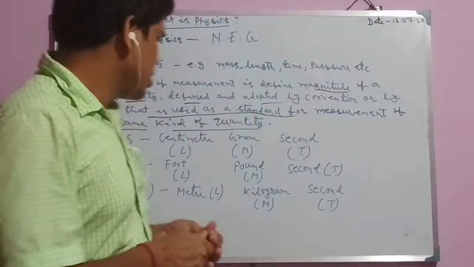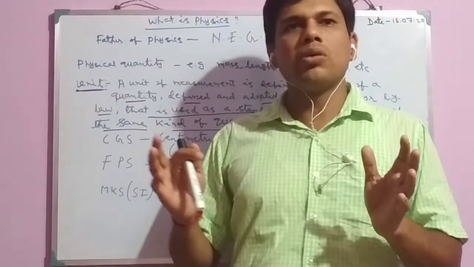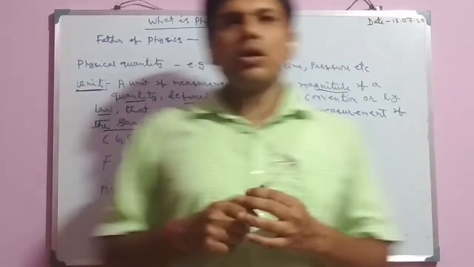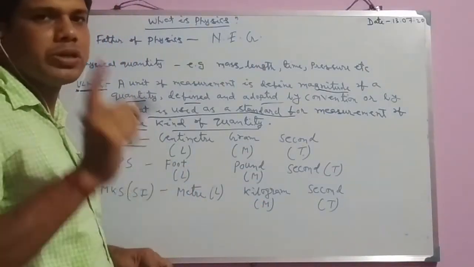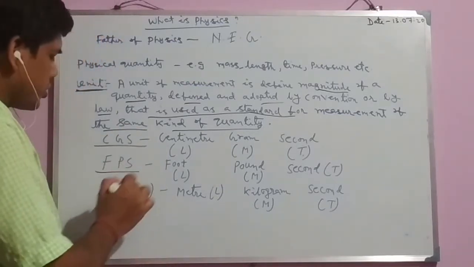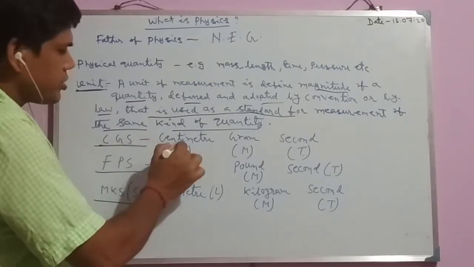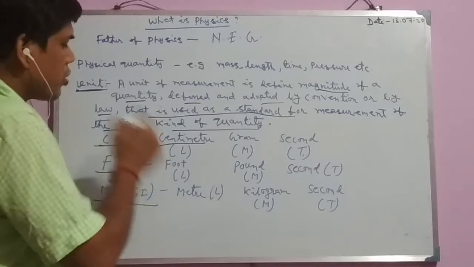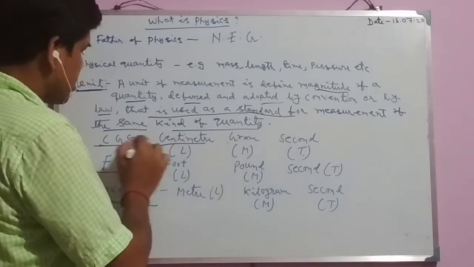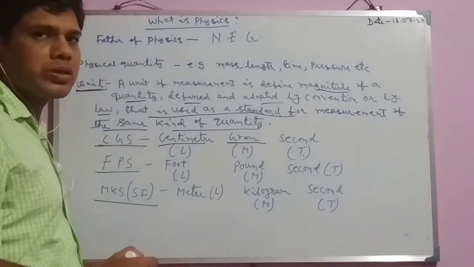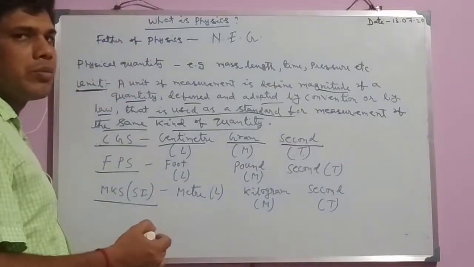Before starting any unit you have to know three types of systems. You already learned these things, I think. There are three types of system: one is called the CGS system, another is FPS, and MKS or SI. In the CGS system, the full form is centimeter, gram, second. C means centimeter, the unit of length. The unit of mass in the CGS system is gram, and the unit of time in the CGS system is second.